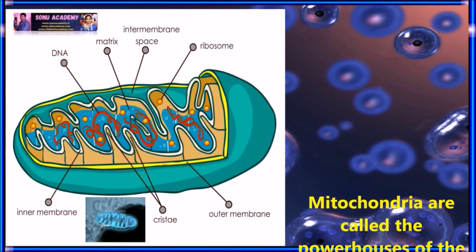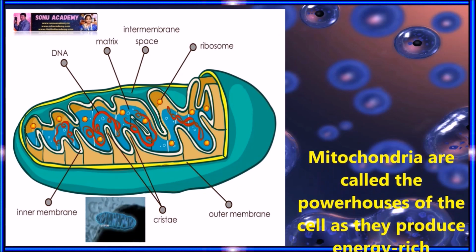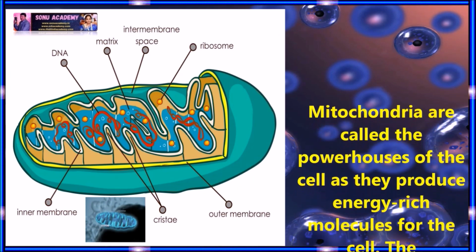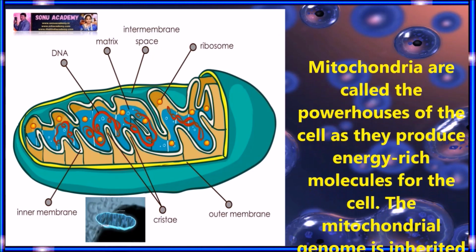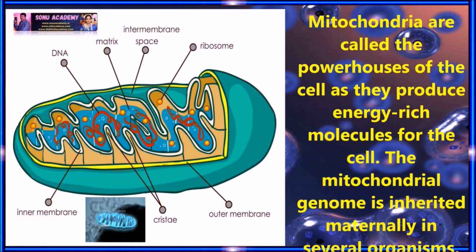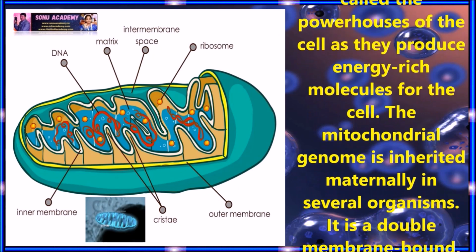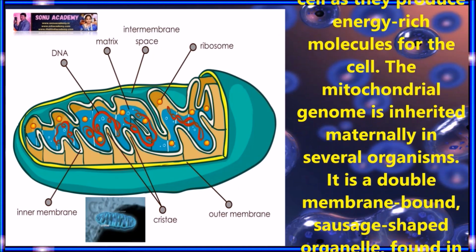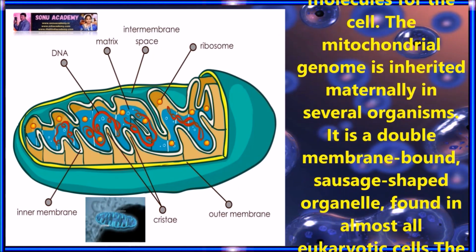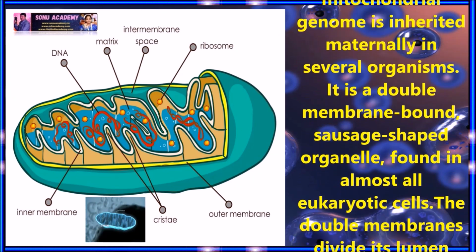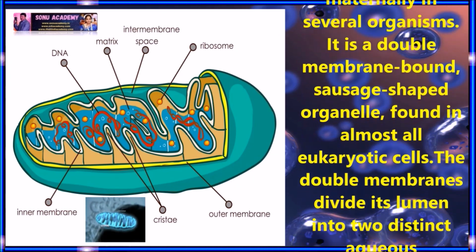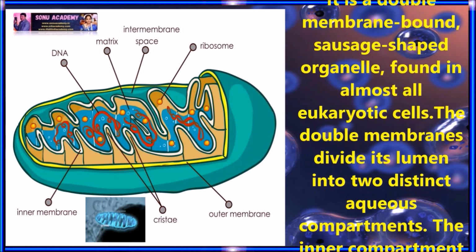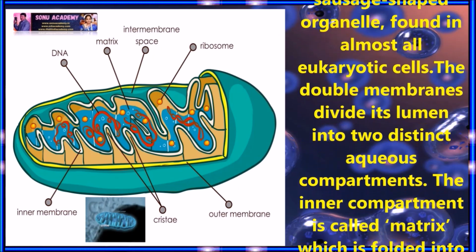Now let us discuss mitochondria. Mitochondria are called the powerhouses of the cell as they produce energy-rich molecules for the cell. The mitochondrial genome is inherited maternally in several organisms. It is a double membrane bound organelle found in almost all eukaryotic cells.